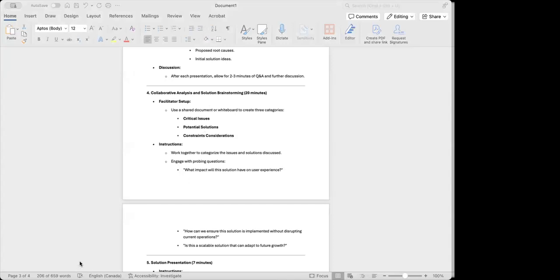Okay, Anita, you can start with your first issue and we can start categorizing them. Okay. So here it says: work together to categorize the issues and solutions discussed, engage the probing questions. The first issue we encountered here is about the performance. That's because of the poor system, I mean, the outdated technology.